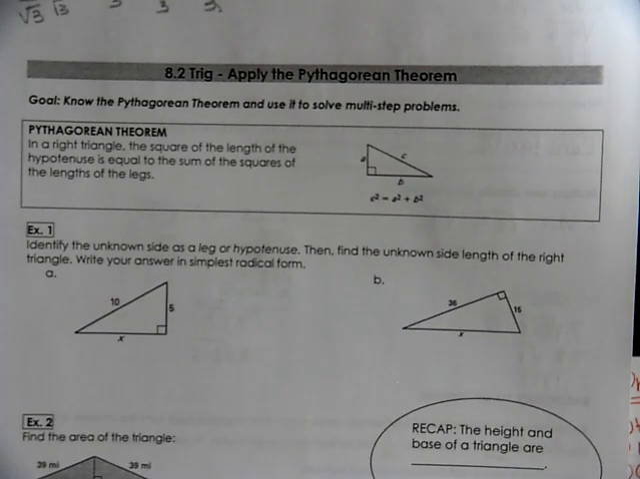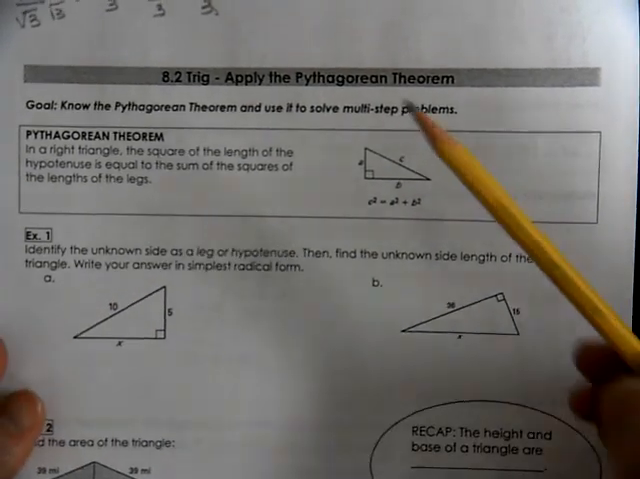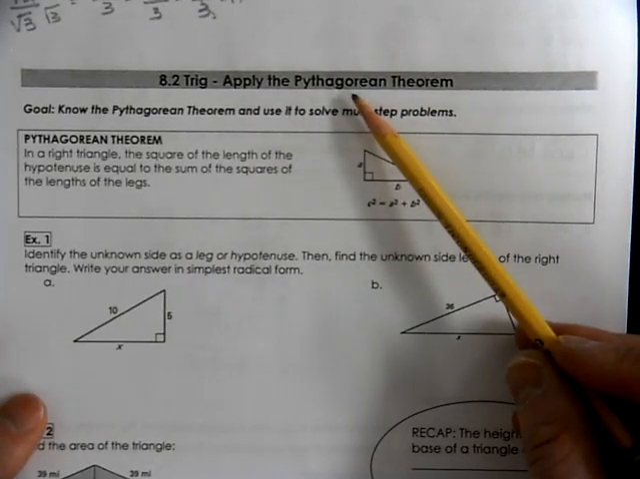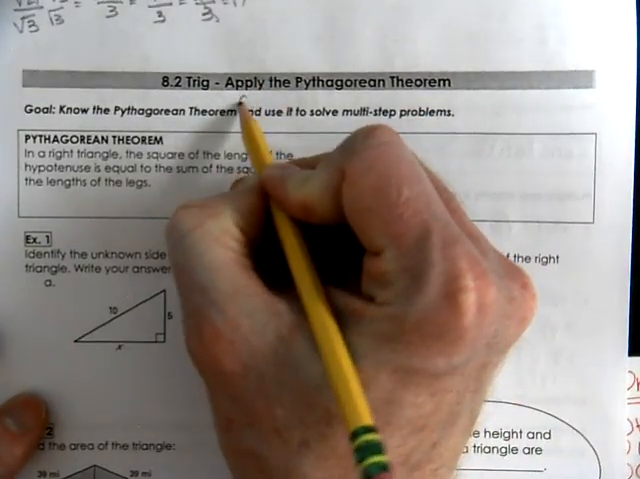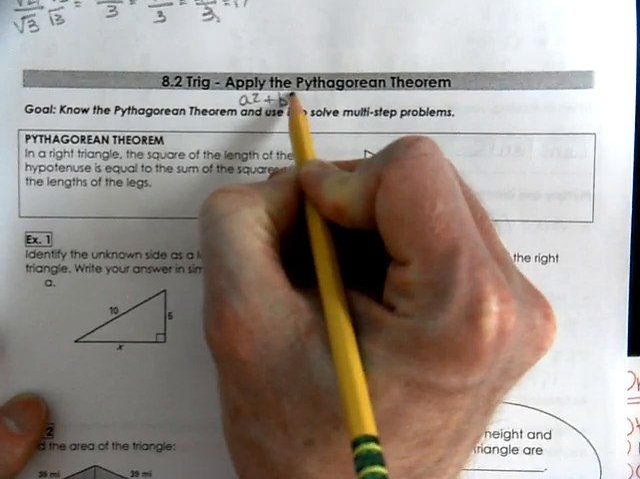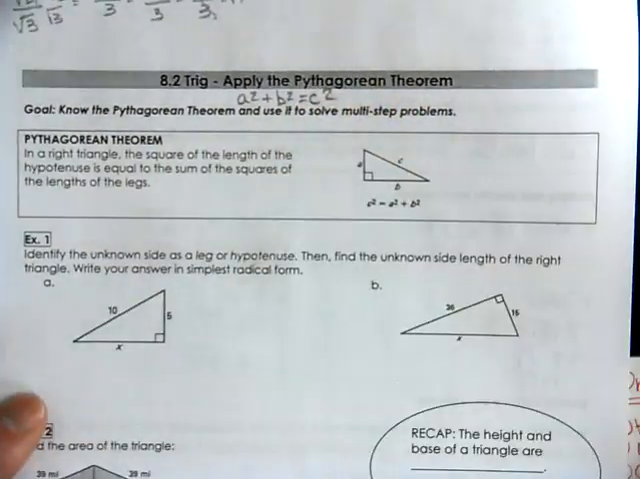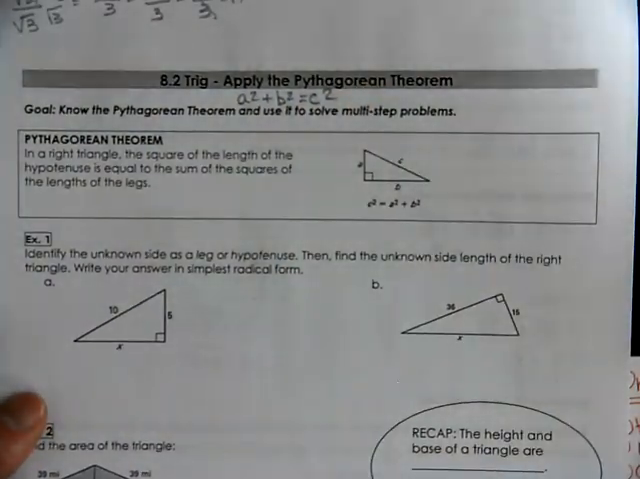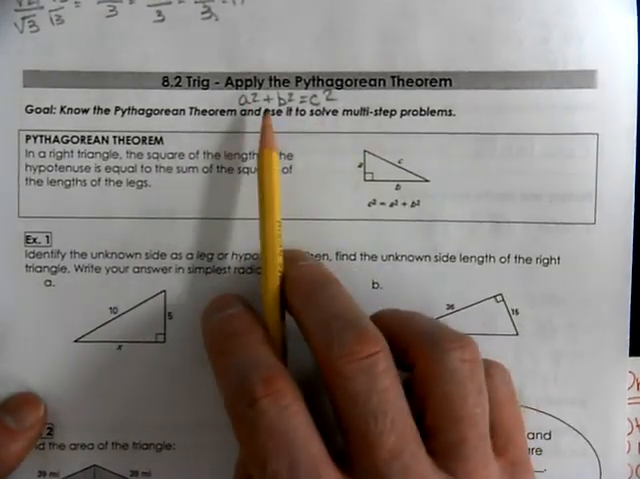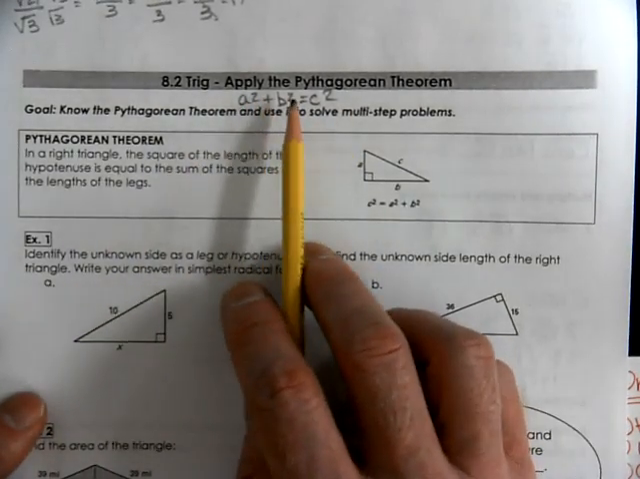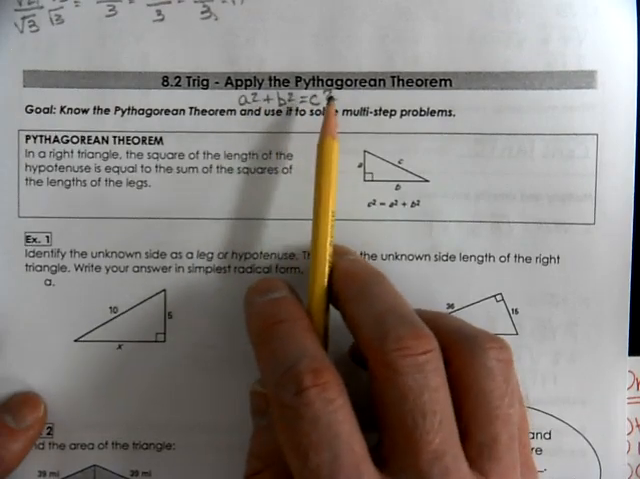This is geometry, 8.2. We are talking about the Pythagorean theorem. A lot of times the Pythagorean theorem is phrased as a squared plus b squared equals c squared. That's one way to think about the Pythagorean theorem. It goes in alphabetical order. All the letters are squared. But it gets a little confusing.